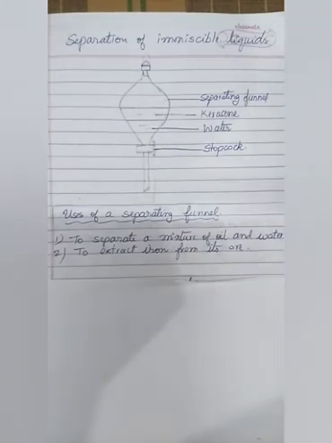Name the principle used in a separating funnel. It works using which principle? In the separating funnel, the immiscible liquids separate out in layers. Oil and water are separated out in layers depending on their density. Depending on the density, the immiscible liquids are separated. Liquid with less density collects at the top.